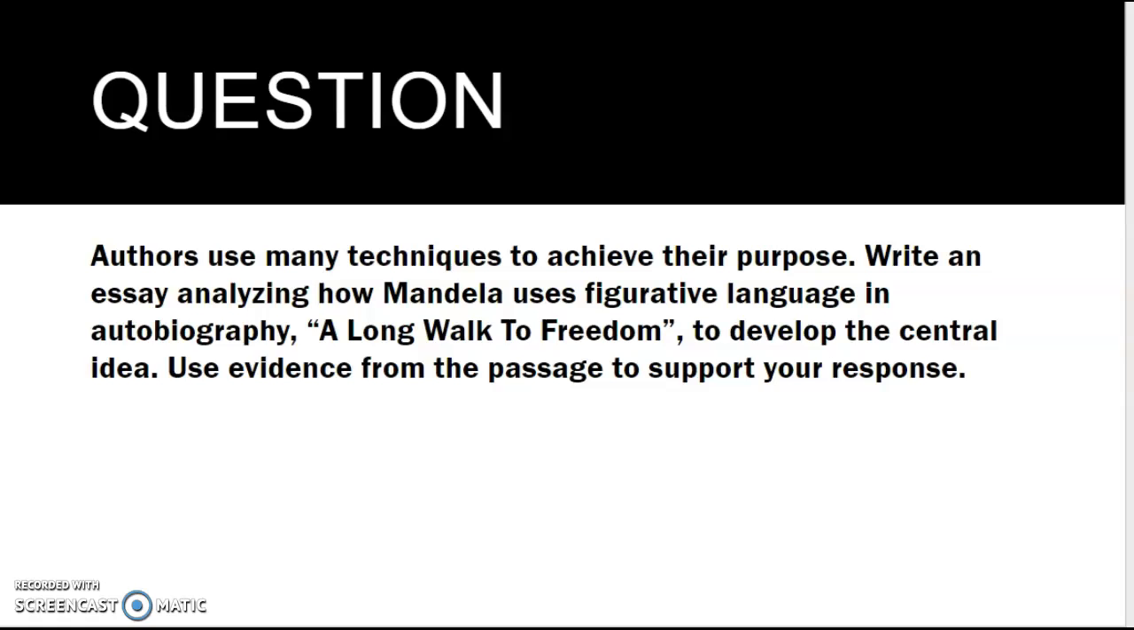Okay, so let's look at our first question. This is also called a prompt, okay? So when we're given a TDA, you're always given a prompt. Authors use many techniques to achieve their purpose. Write an essay analyzing how Mandela uses figurative language in an autobiography, A Long Walk to Freedom, to develop the central idea. Use evidence from the passage to support your response.